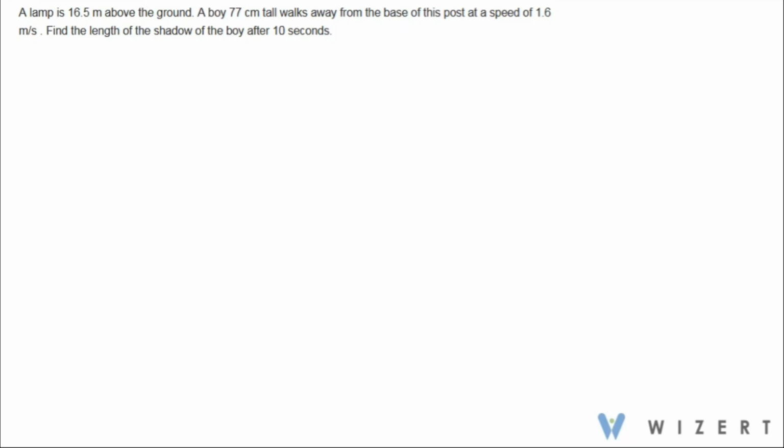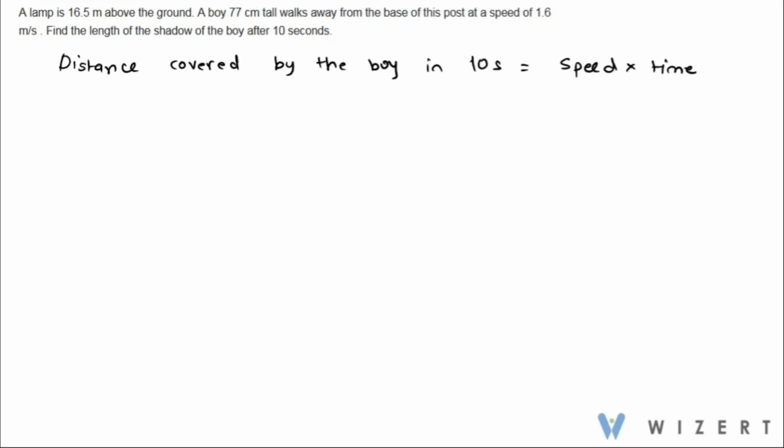Now let's first see how much distance he has covered after 10 seconds. So distance covered by the boy in 10 seconds is equal to speed multiplied by time, and since both are in compatible units, we'll simply multiply it. So we get 16 meters.